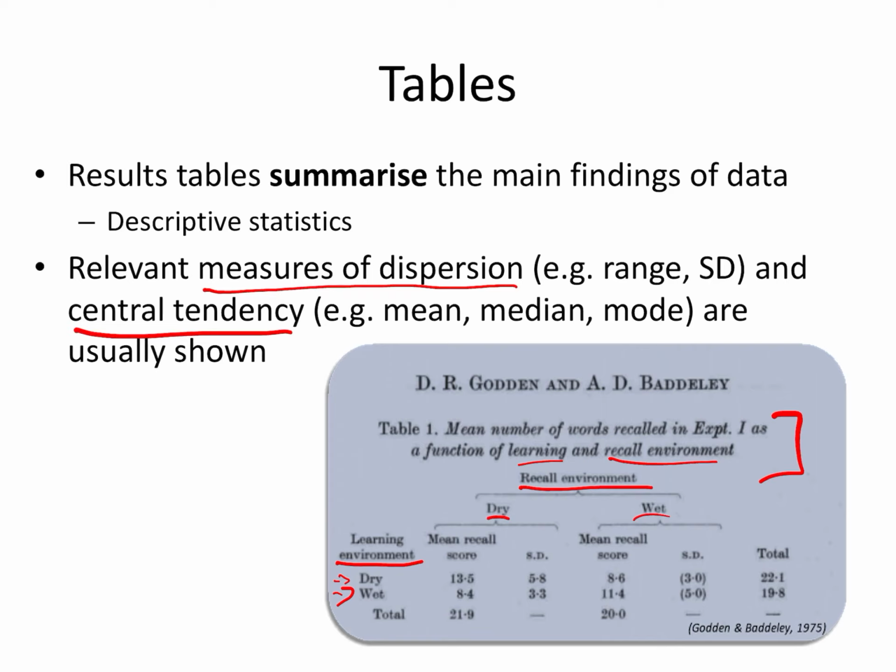When we look at the congruent conditions, the learning on land and recalling on land, we can see a higher mean recall score. Likewise, for learning underwater and recalling underwater, we can see a higher mean recall score in comparison to the incongruent conditions. So, without having to really delve into these findings too much, just by looking at this table, we get a sense that learning and recalling in congruent conditions is going to lead to superior recall than learning and recalling in incongruent conditions.